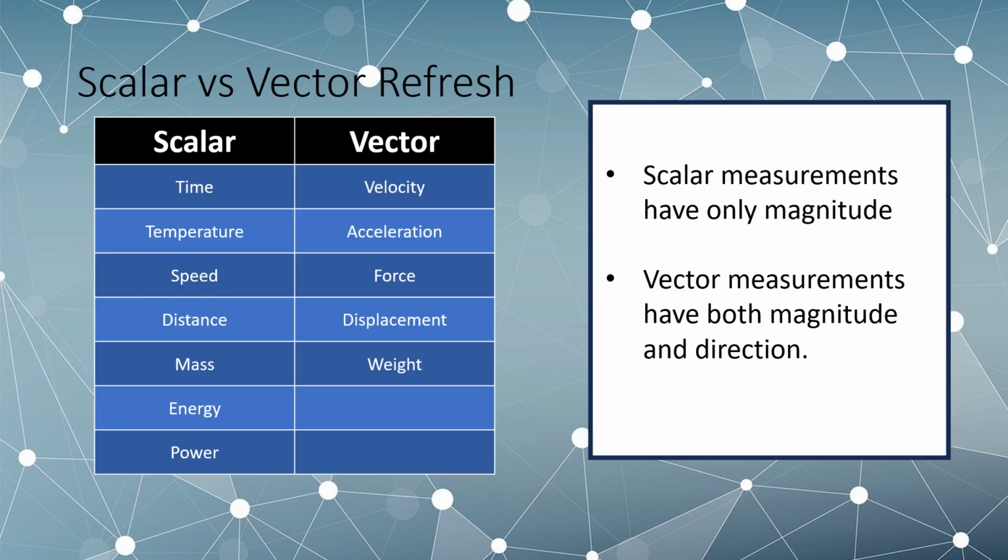Let's have a quick refresher on what scalar and vector measurements are. Remember, scalar measurements only have magnitude, or in other words, they only have the number, whereas vector measurements have both the number, or the magnitude, and a direction associated with them. Examples of scalar measurements are time, temperature, speed, distance, mass, energy, and power, while examples of vector measurements are velocity, acceleration, force, displacement, and weight.